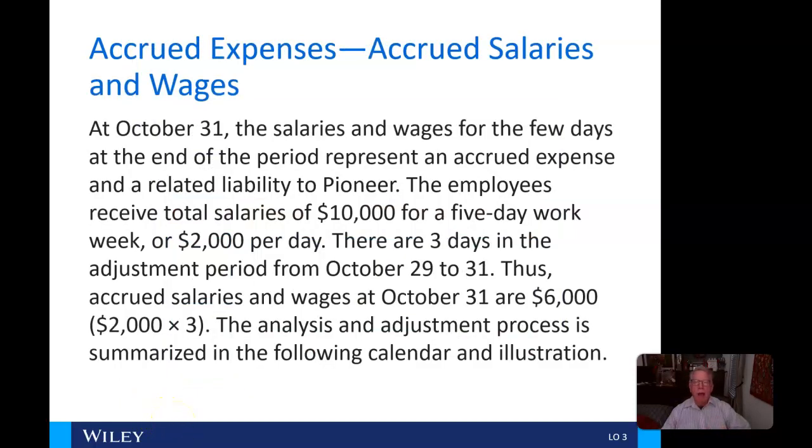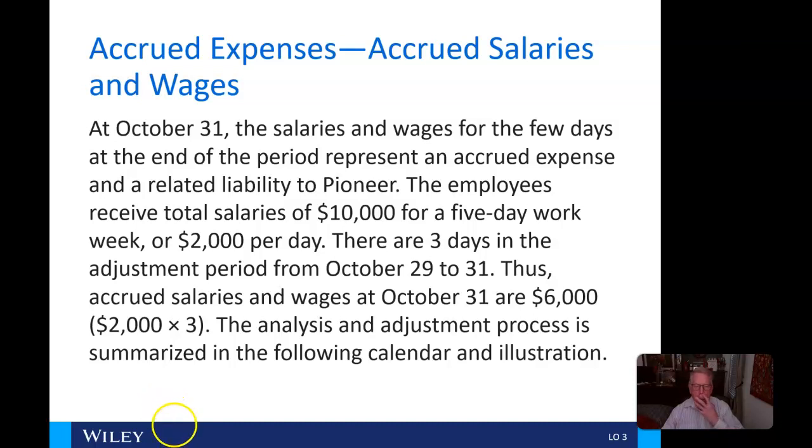Okay, so accrued salaries and wages, this is, again, the one we do every period. So you want to be sure you've got this one down. On October 31st, we have salaries and wages for a few days at the end of the period that we have not yet paid. The employees receive total salaries of $10,000 for a 5-day work week, and we're saying that's $2,000 a day. So there are 3 days in the adjustment period, October 29th, 30th, and 31st, and that is $6,000.